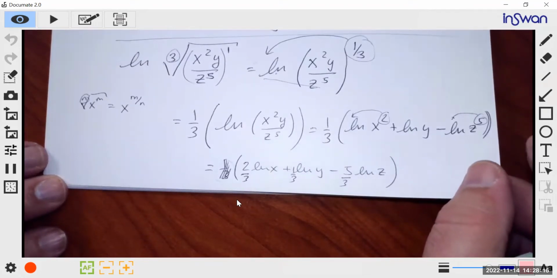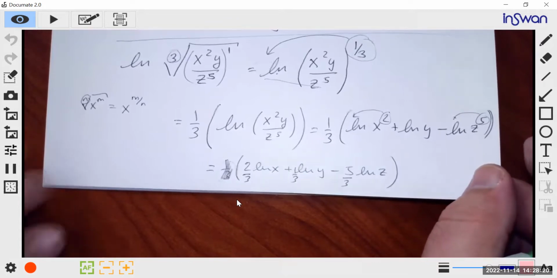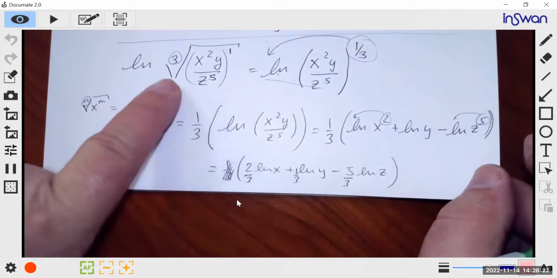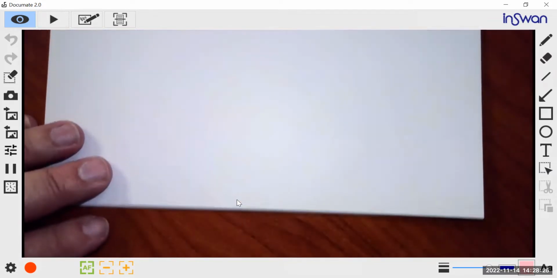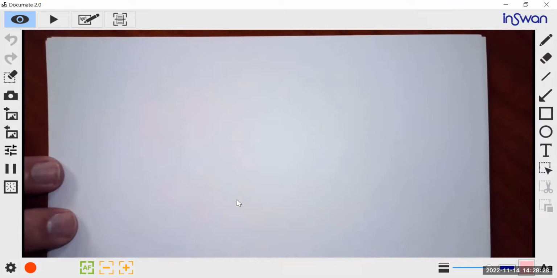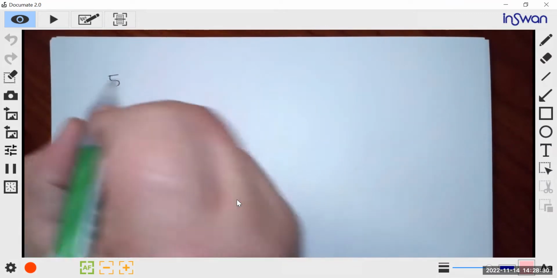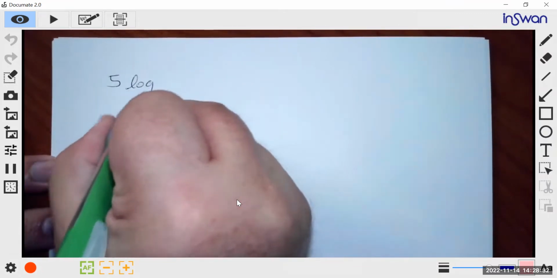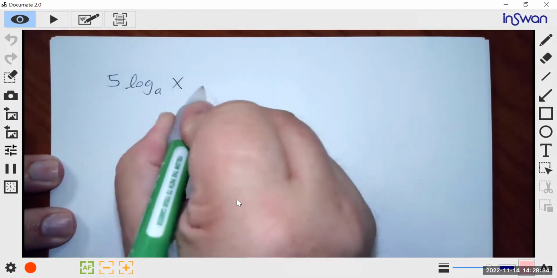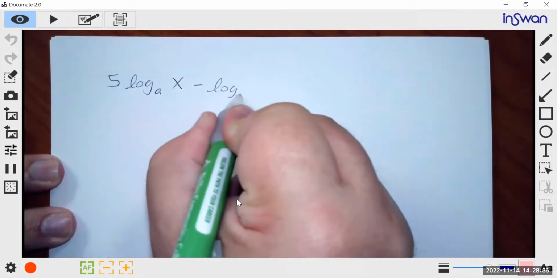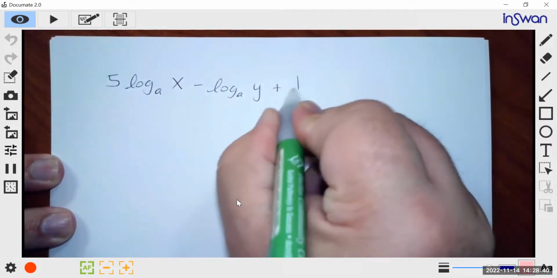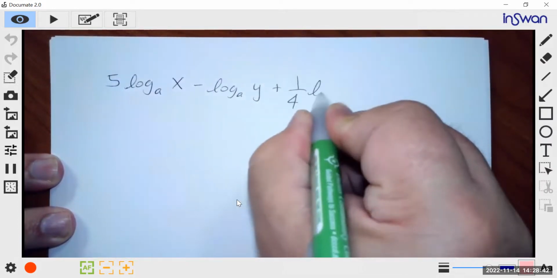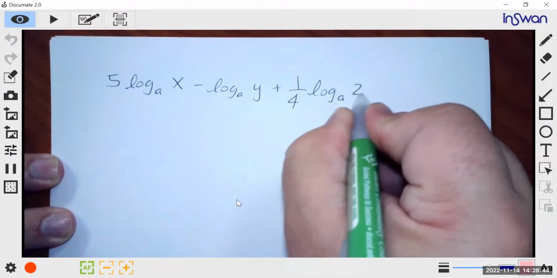Let's go backwards. I'll give you the answer. You tell me the question it came from. In other words, I'll give you something like this. You give me this. Let's try that. Okay. 5 log base a of x minus log base a of y plus 1/4 log base a of z.